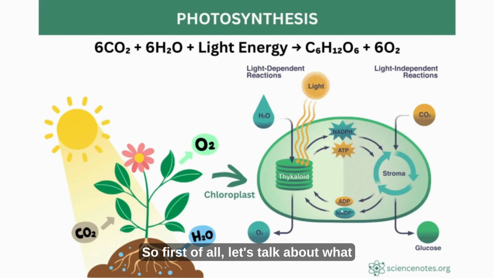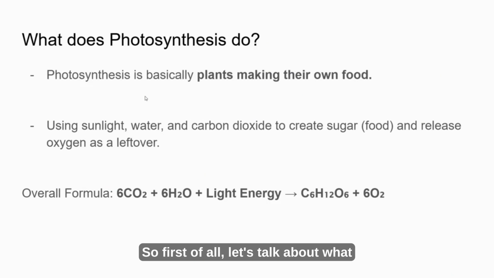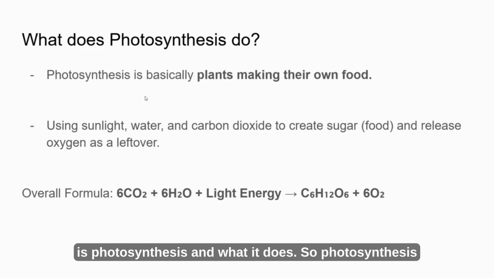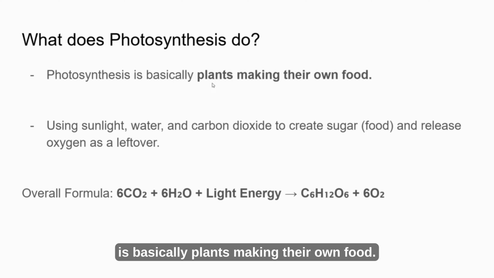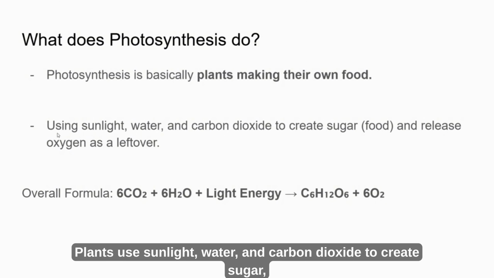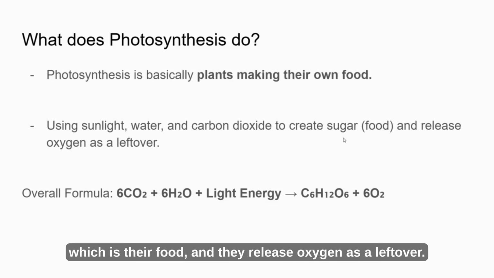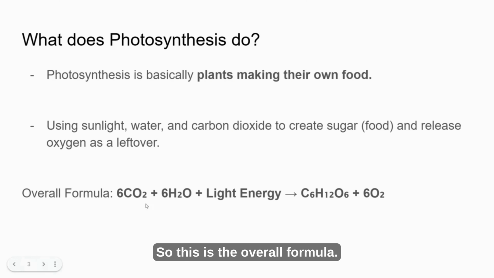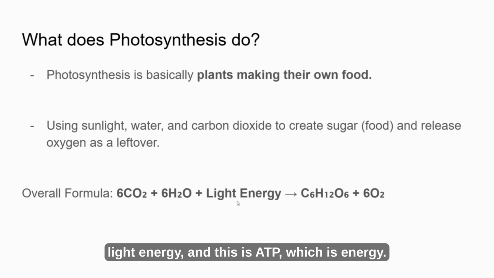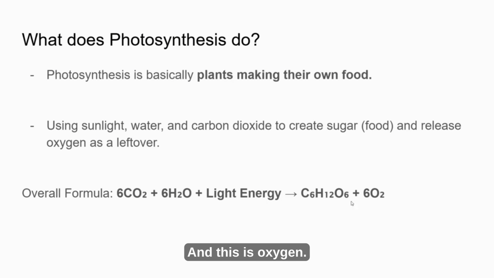So, first of all, let's talk about what photosynthesis is and what it does. Photosynthesis is basically plants making their own food. Plants use sunlight, water, and carbon dioxide to create sugar, which is their food, and they release oxygen as a leftover. So this is the overall formula: carbon dioxide, water, light energy, and this is ATP, which is energy, and this is oxygen.